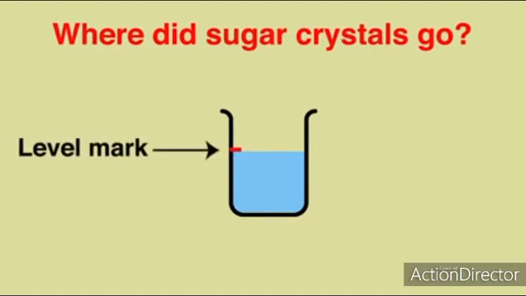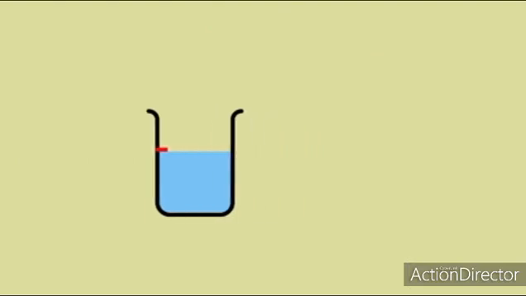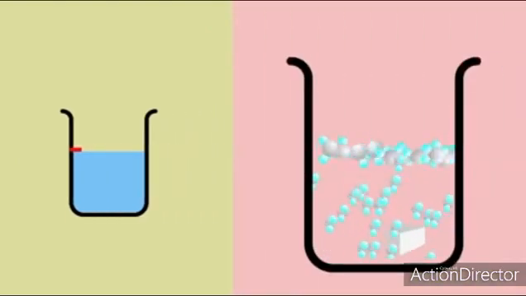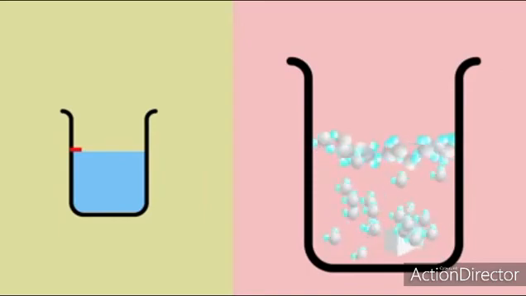Now check the level mark of the water. It did not rise. It remained the same as it was before. So what really happened to the sugar crystals? Let us see the process at particle level.